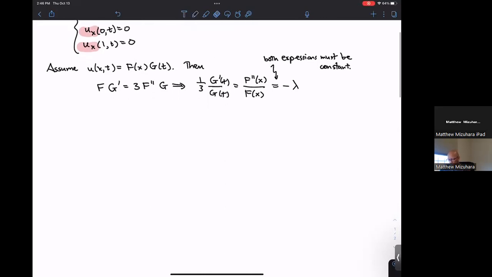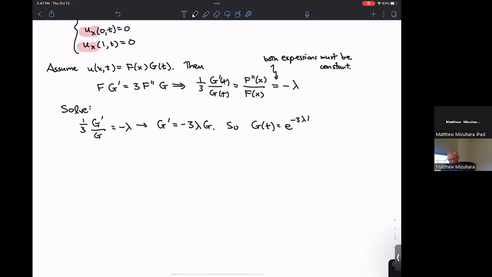Okay, so first, let me solve the g equation. On the one hand, I have 1/3 g prime over g equals minus lambda, which becomes g prime equals minus 3 lambda g. So the general solution here is g of t equals e to the minus 3 lambda t. I guess I could throw a constant in front. We know that it doesn't matter. At the end of the day, I'm going to take linear combinations of everything, so the arbitrary constants you can be a little bit loose with here. It doesn't actually change your final answer. Okay.